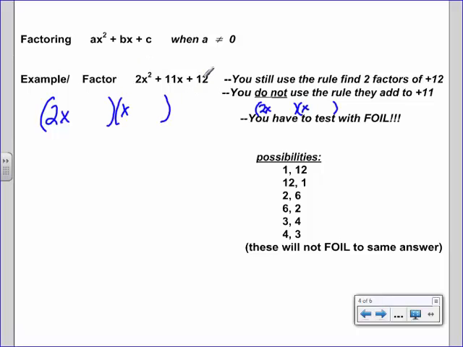Now with 12, you have a lot of possibilities. Numbers that can be multiplied to give you 12. And as we saw in the last example, when you switch positions, you don't get the same answer. So you double your number of possibilities. 1 and 12, 12 and 1, 2 and 6, 6 and 2, 3 and 4, and 4 and 3. So we'll start off with the top one.